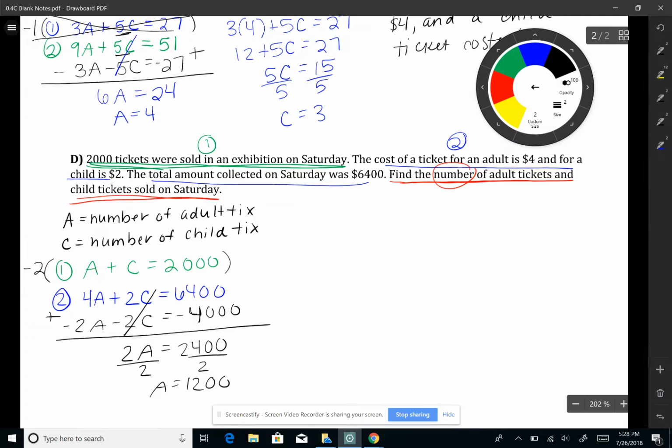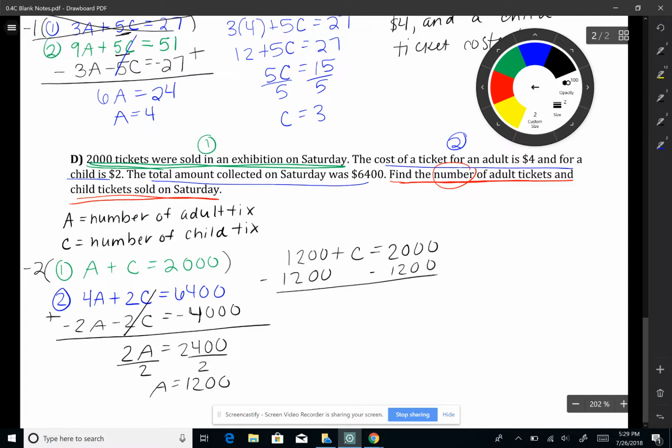Now that I know A equals 1,200, I can plug it into one of the equations in the beginning. I'm just going to plug it into equation 1 because A plus C is pretty simple. So 1,200 plus C equals 2,000. Subtract 1,200. Looks like C is going to be 800. All right, so let's write our answer as a complete sentence. Looks like there were 1,200 adult tickets sold and 800 child tickets sold.